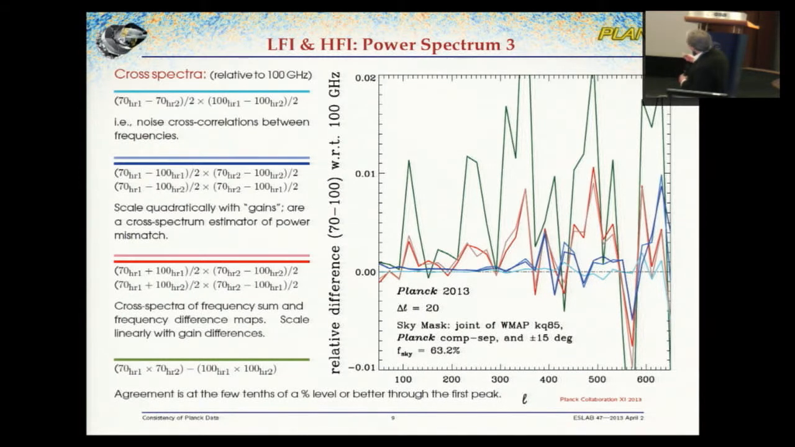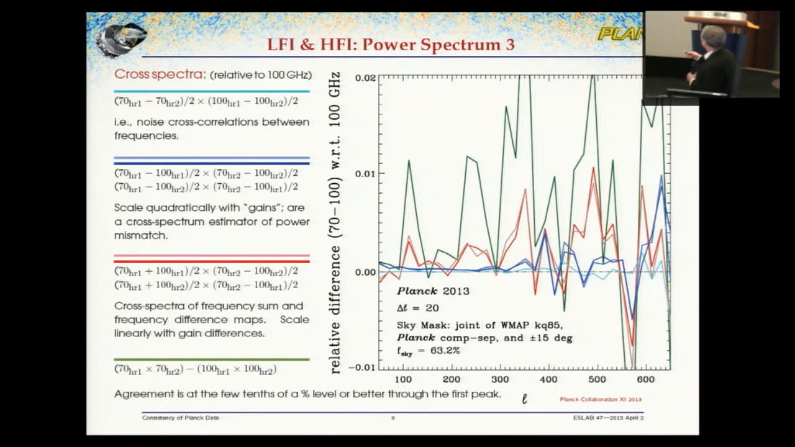What's on the vertical axis is relative difference, 70 minus 100, in things that I'll go through in a second, with respect to 100 gigahertz. So it's scaled to 100 gigahertz. And the numbers here, 0, 0.01, 0.02. This is 1% then of 100 gigahertz. It's the same fraction of sky, 63.2%. It's the more details of the mask, the same L binning.